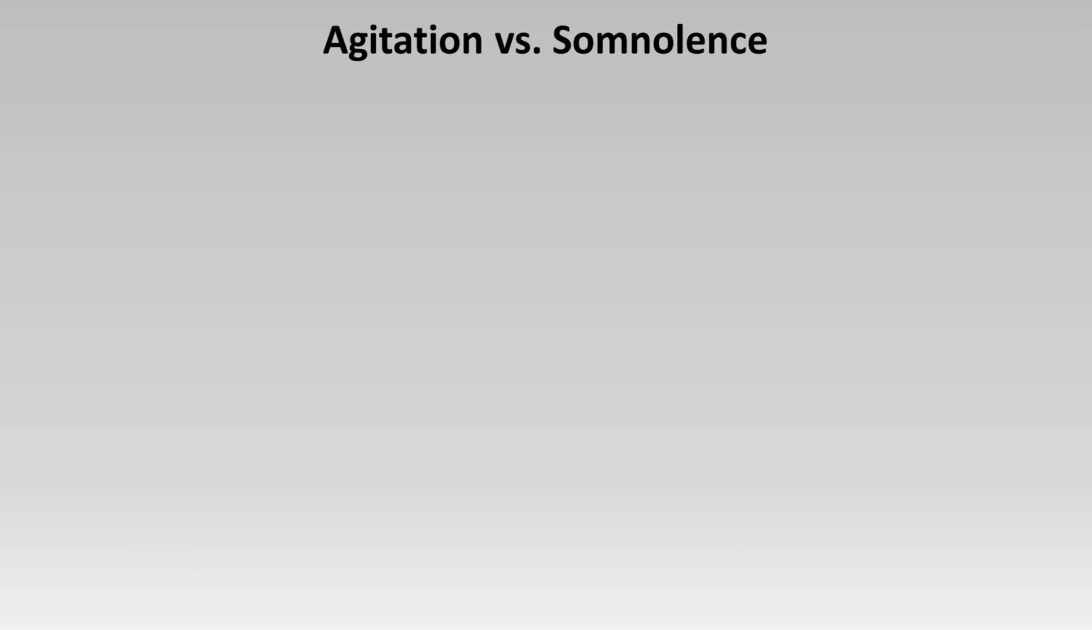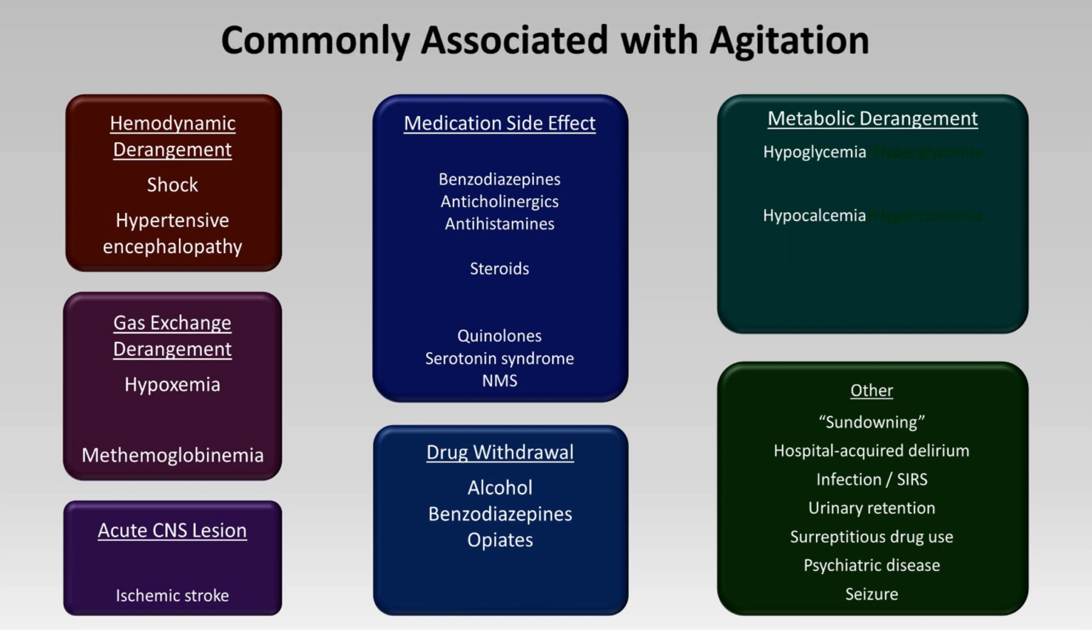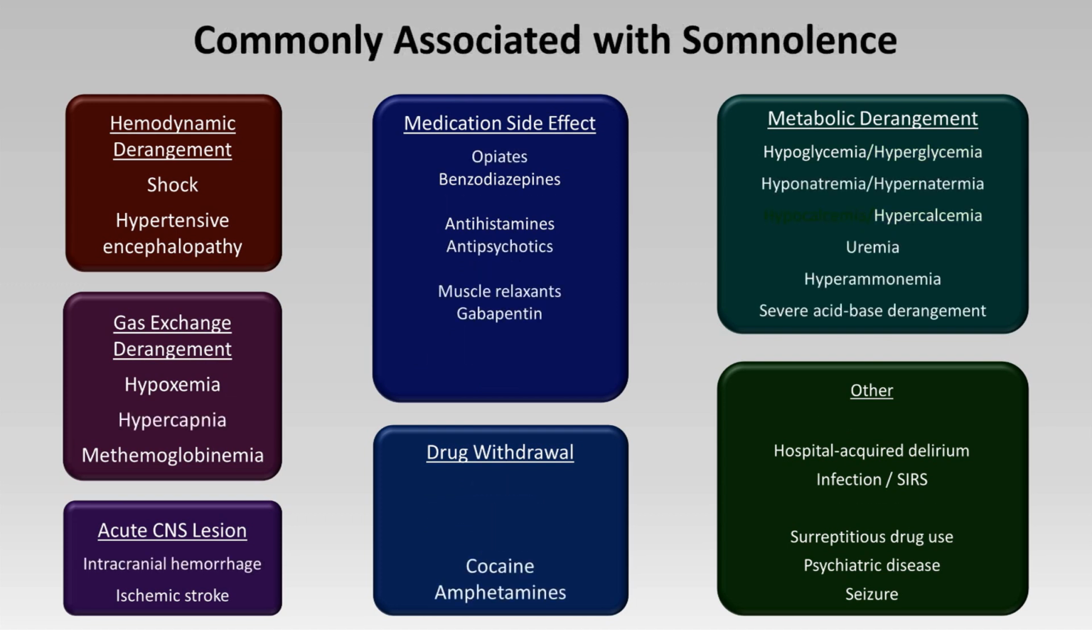Let's return to our very thorough list of common or dangerous etiologies of altered mentation occurring in the hospital. Here's that list, limited to those etiologies that are commonly associated with agitation. Particularly important here is early shock, hypoxemia, alcohol and benzo withdrawal, and hypoglycemia. Now here is the list limited to those etiologies that are commonly associated with somnolence. The particularly important conditions here are hypercapnia, medication side effect, and hospital-acquired delirium.